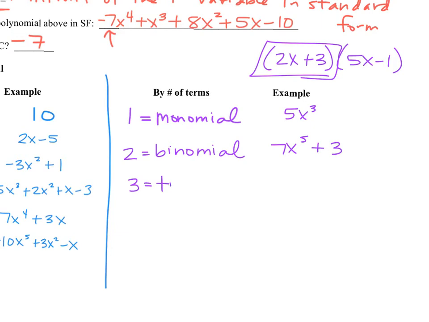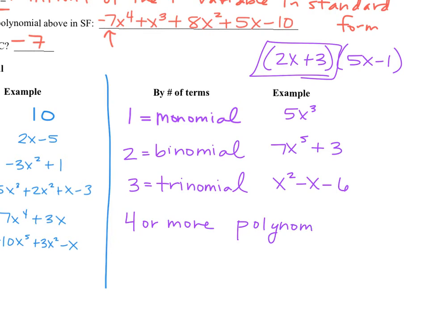Mono, bi, and trinomial. A trinomial might be x squared minus x minus 6. You've seen a lot of trinomials in the last chapter. If there are four or more terms, we just go very basic and call it a polynomial. Technically, one through three are polynomials too. It's just more specifically a monomial, binomial, trinomial. Any questions on that?